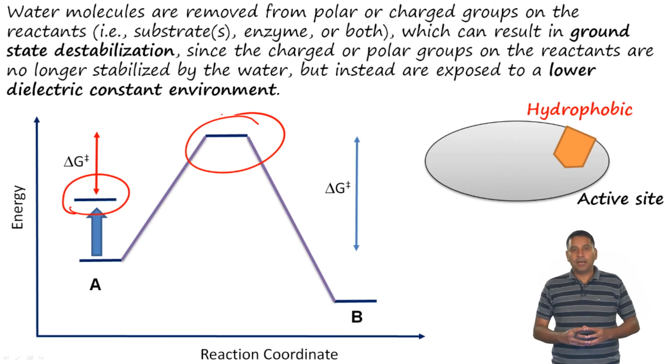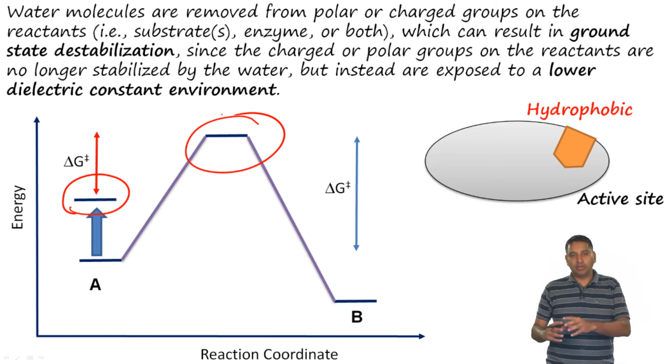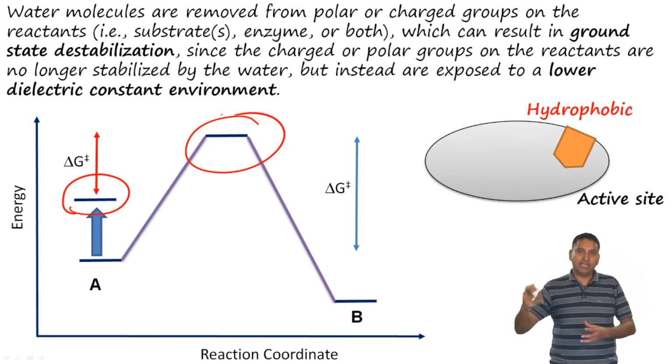Now, to understand this, we also need to understand dielectric constant, because dielectric constant is nothing but the ability of the medium to separate charges. Water has a very high dielectric constant. If you remove it from the active site, it is likely that the molecules that are getting in are going to experience a completely different dielectric environment. So, together these contribute to ground state destabilization.